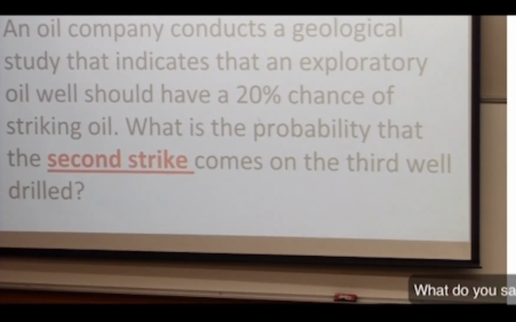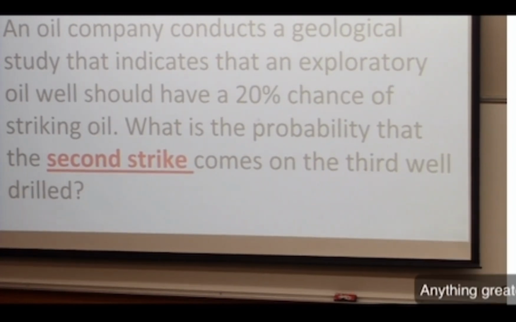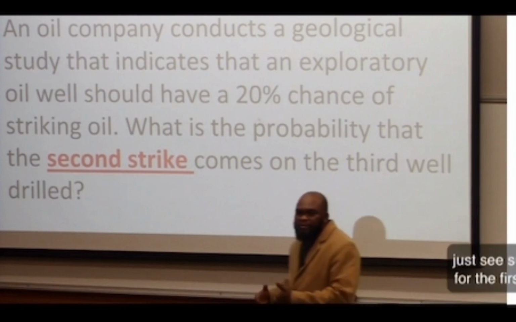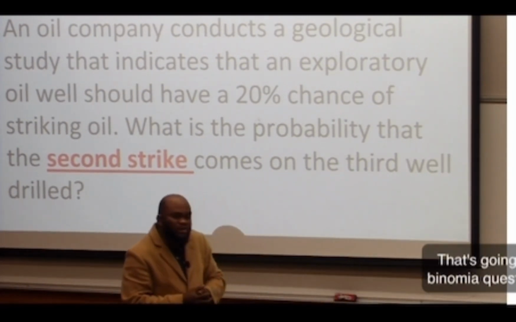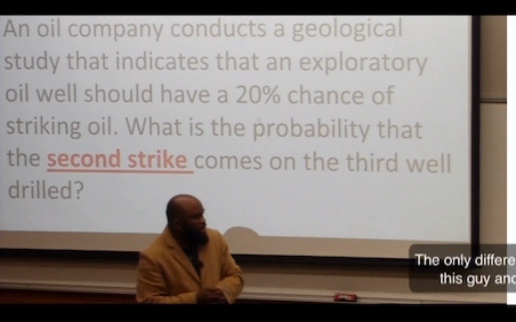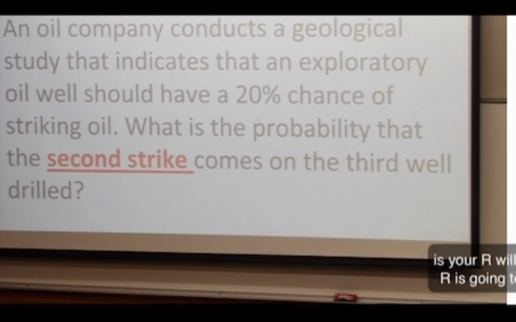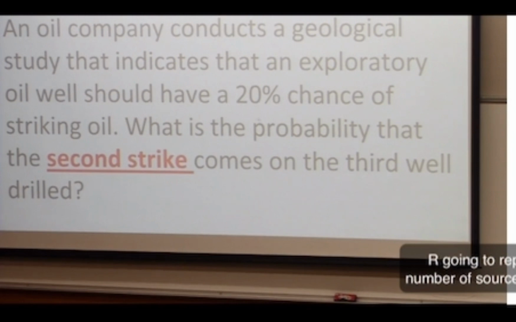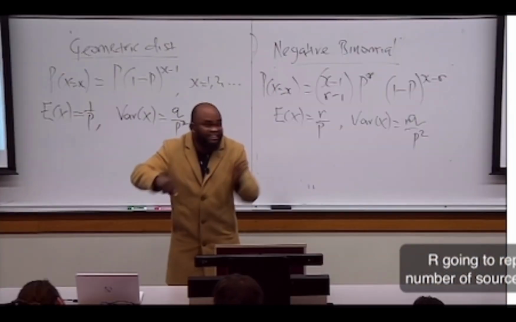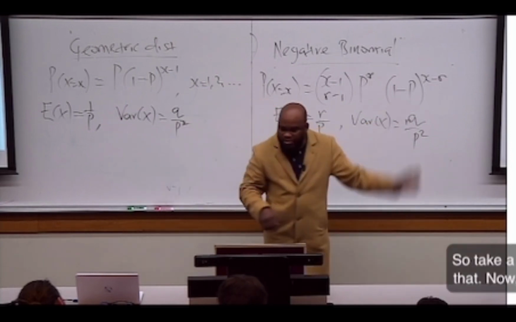What do you see? If you see anything other than first, or that's second, anything greater than 1, they're not just seeing success for the first time. That's a negative binomial question. Okay, the only difference between this guy and this guy is that your R will be what? R is going to be 2. Second strike. Okay, R is going to represent the number of successes here. Okay, R is going to be 2. Okay, so take a look at that.